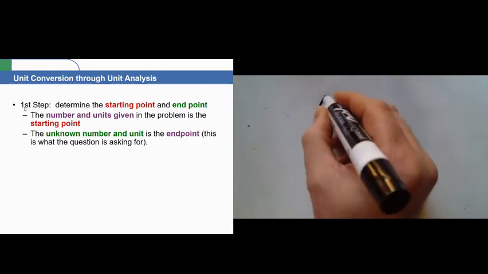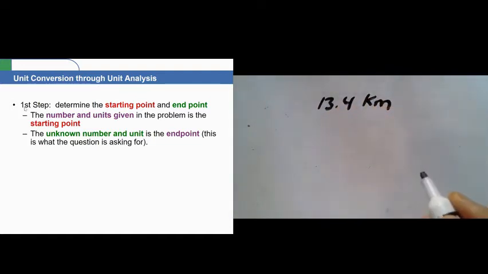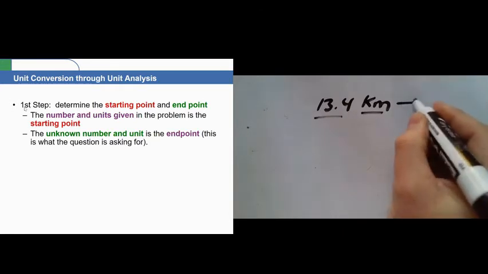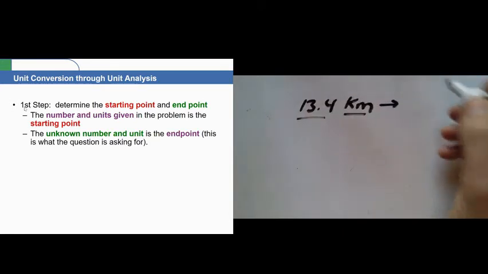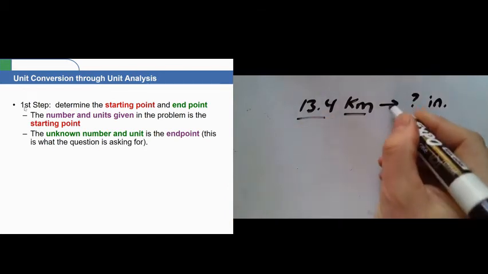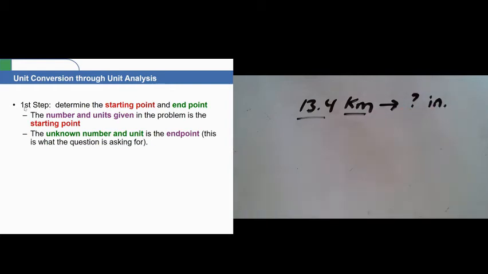So let's say you have 13.4 kilometers, and the question is, how many inches is that? Well, you write out the number and unit of your starting point. Then you'd write out the unknown number and unit of your end point. So number, unit, starting point, and then like a little arrow saying that we're trying to get to the unknown number and unit of the end point.